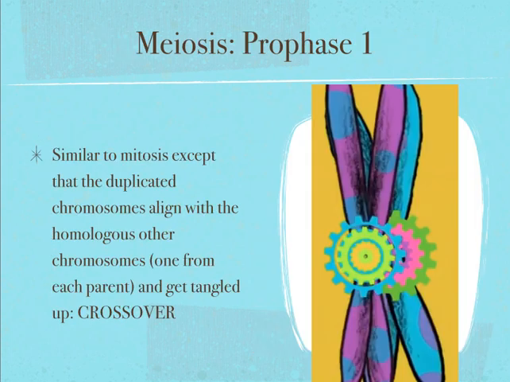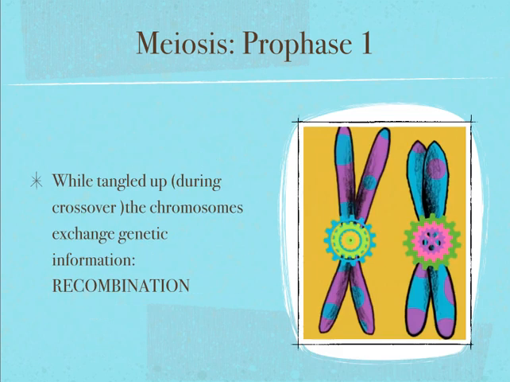So meiosis in prophase 1 is really similar to mitosis, except for one key distinguishing feature, is that these duplicated chromosomes kind of align with that homologous other. So the one from your mom and one from your dad, they kind of align and they get tangled up. And this tangled up is called crossover. So in prophase, similar to mitosis, except these duplicated chromosomes align with the homologous other and they get tangled up. Now once they're tangled up in this part we call crossover, they exchange genetic material. This exchange of genetic material is called recombination.